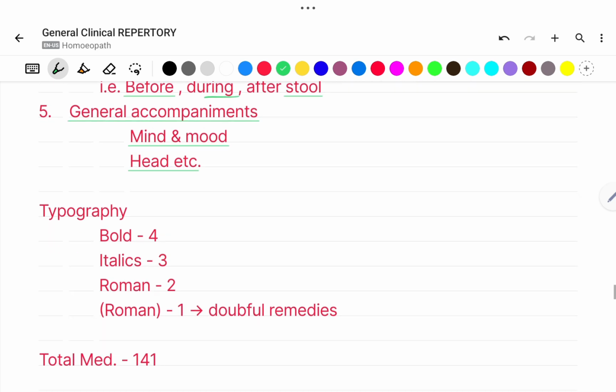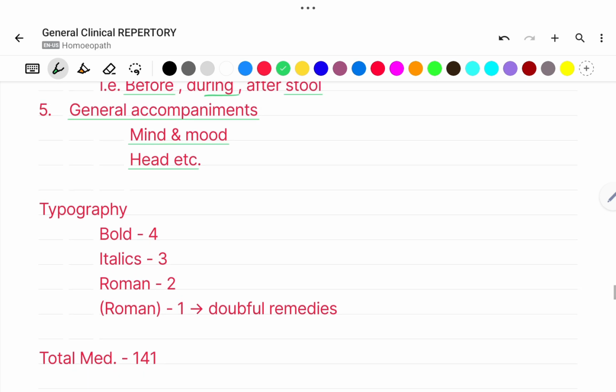Now comes the typography of this repertory. So it has four typography: bold, italics, Roman, and Roman bracket, which are doubtful remedies. And marks are respectively 4, 3, 2, 1. Total number of medicines in this book is 141.